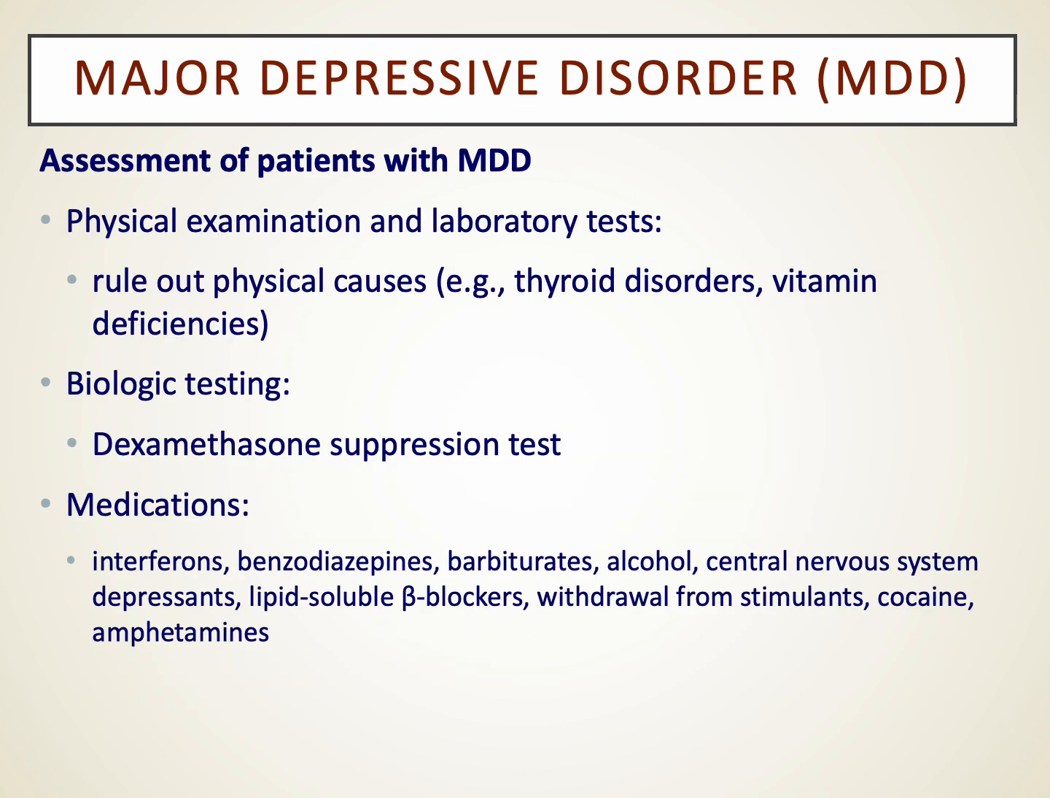In the assessment of patients who have major depressive disorder, you also want to rule out other causes with a physical exam and appropriate laboratory tests, particularly thyroid, which is a concern for us, and vitamin deficiencies as well. And then biologically, historically, we used dexamethasone suppression tests. Those are less reliable now, and I don't think clinicians typically would consider using them, but at least in history, there's been some track record of doing that.